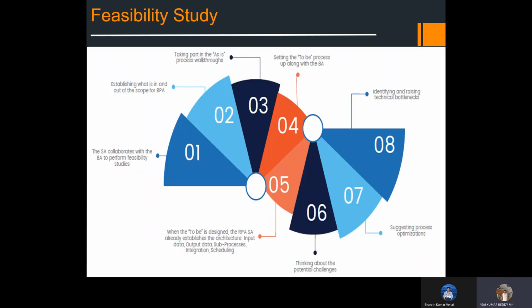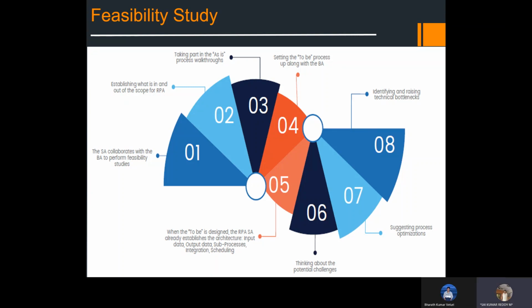And the next one is establishing what is in and out of the scope of the RPA. So we came to know about a business process with these steps, and we need to decide what steps we can do in RPA and what is out of scope, if any human interaction is needed, or if those steps are not required when implemented in RPA. So this kind of documentation or understanding we need to have.